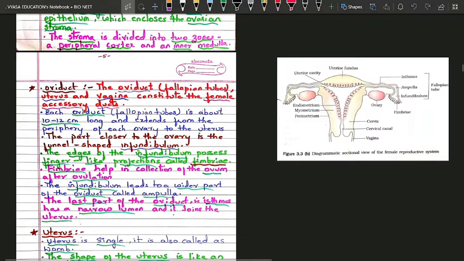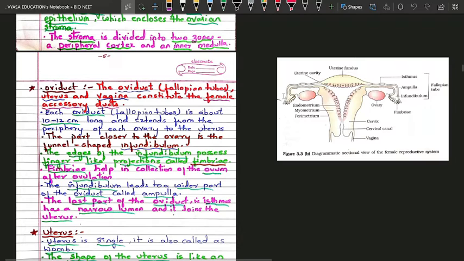The last part of the oviduct, the isthmus, has a narrow lumen and it joins the uterus. See, the part which joins the uterus is the isthmus.